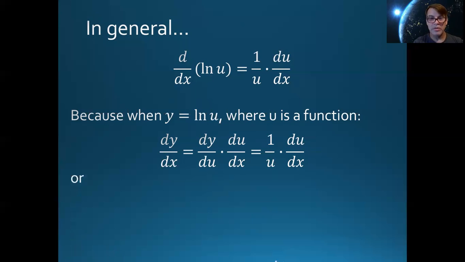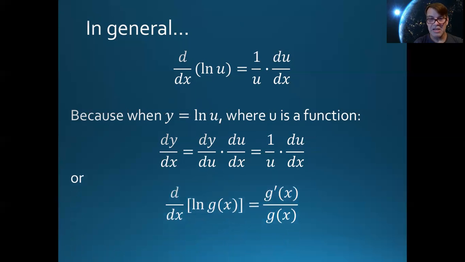Another way to put this is that if u is a function of some kind, then the derivative of the natural logarithm of that function is going to equal the derivative of the function divided by the function. This is the same thing. How is it the same thing? Because g prime of x is du dx, if u is the function.